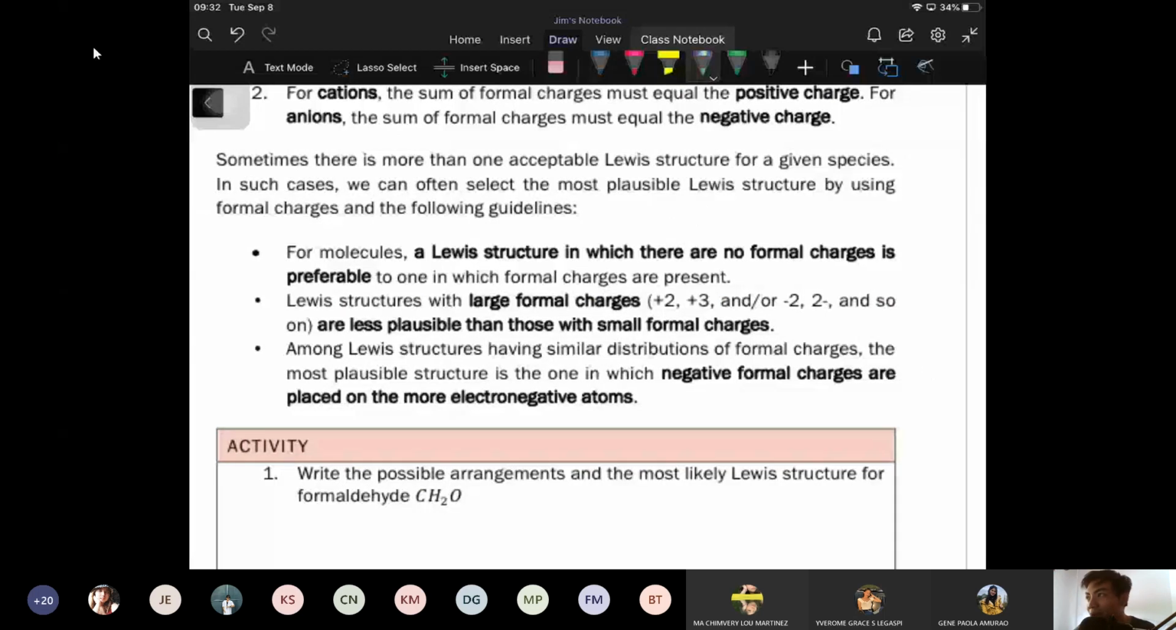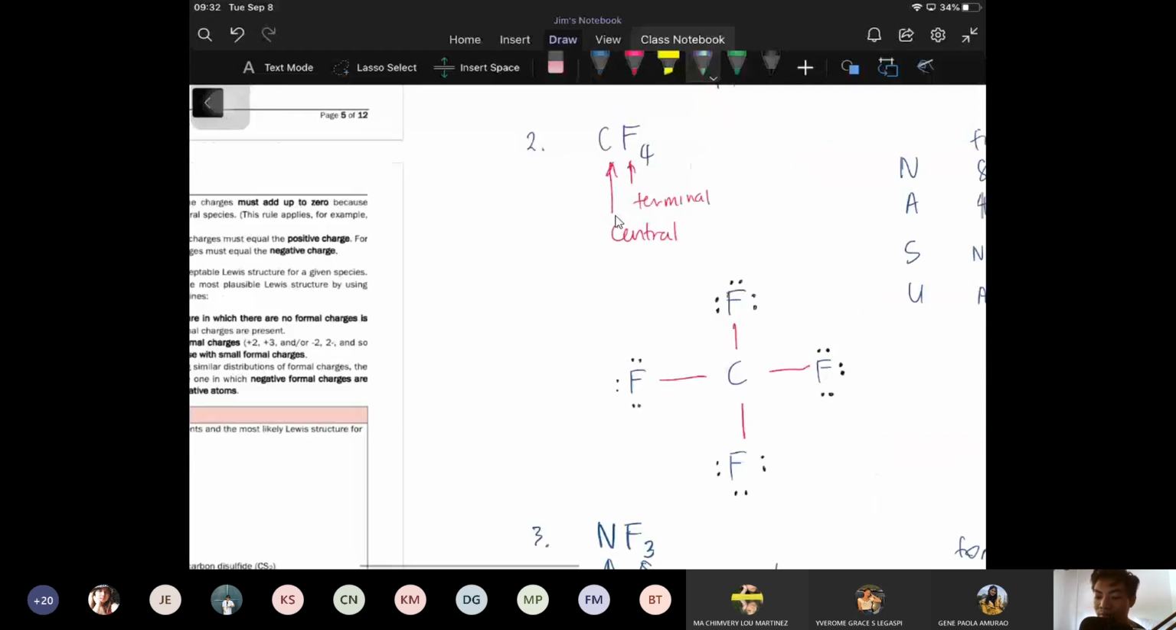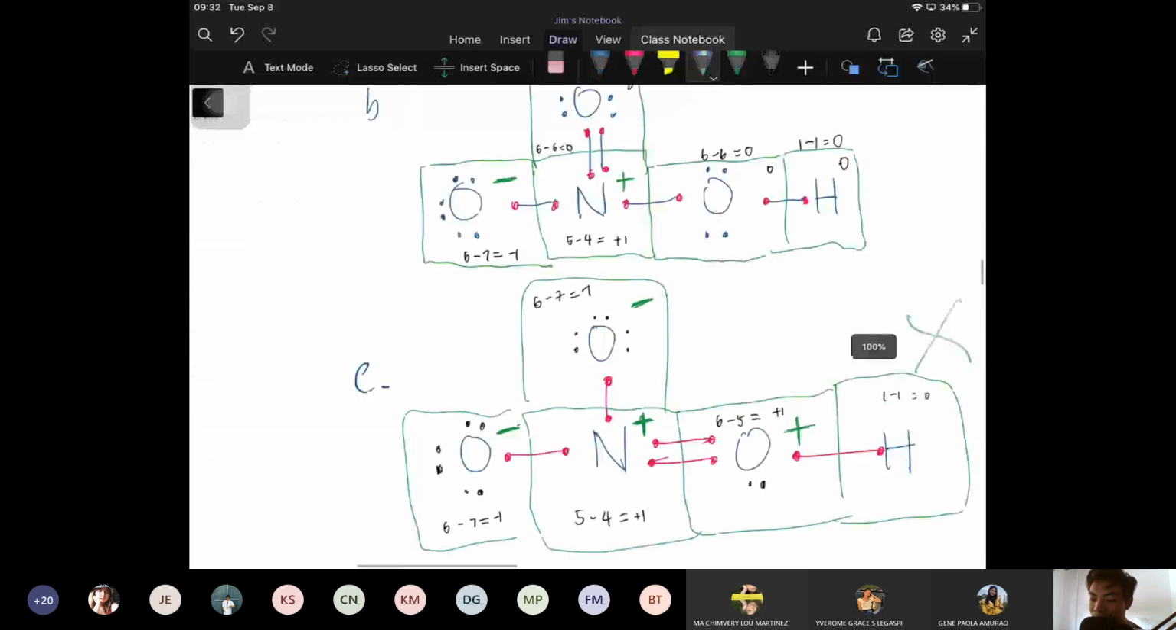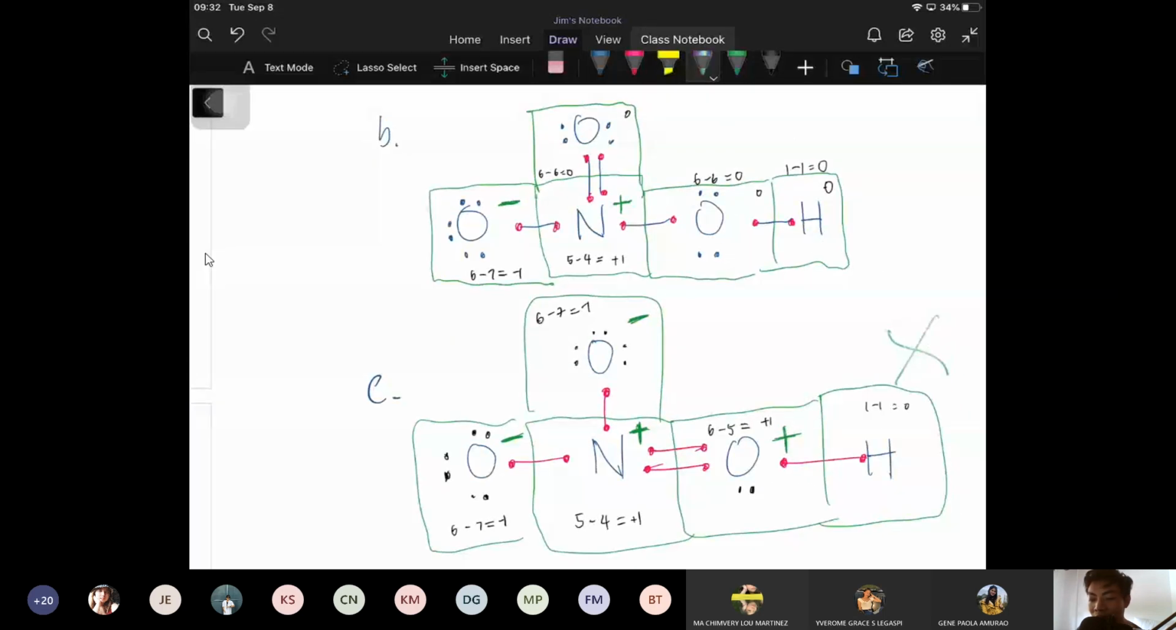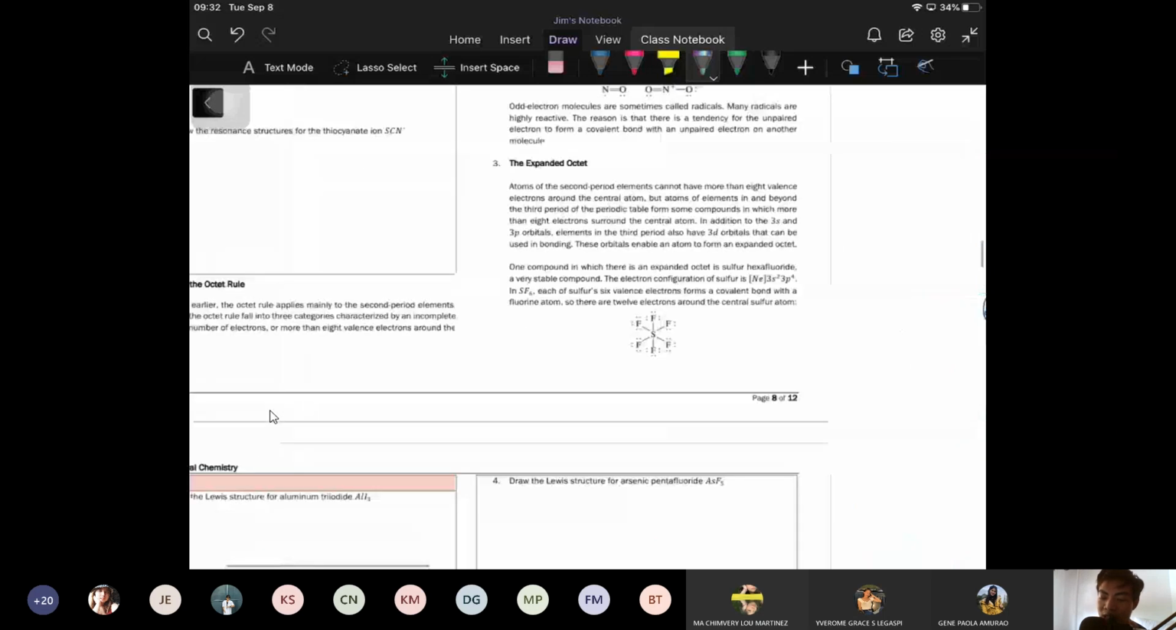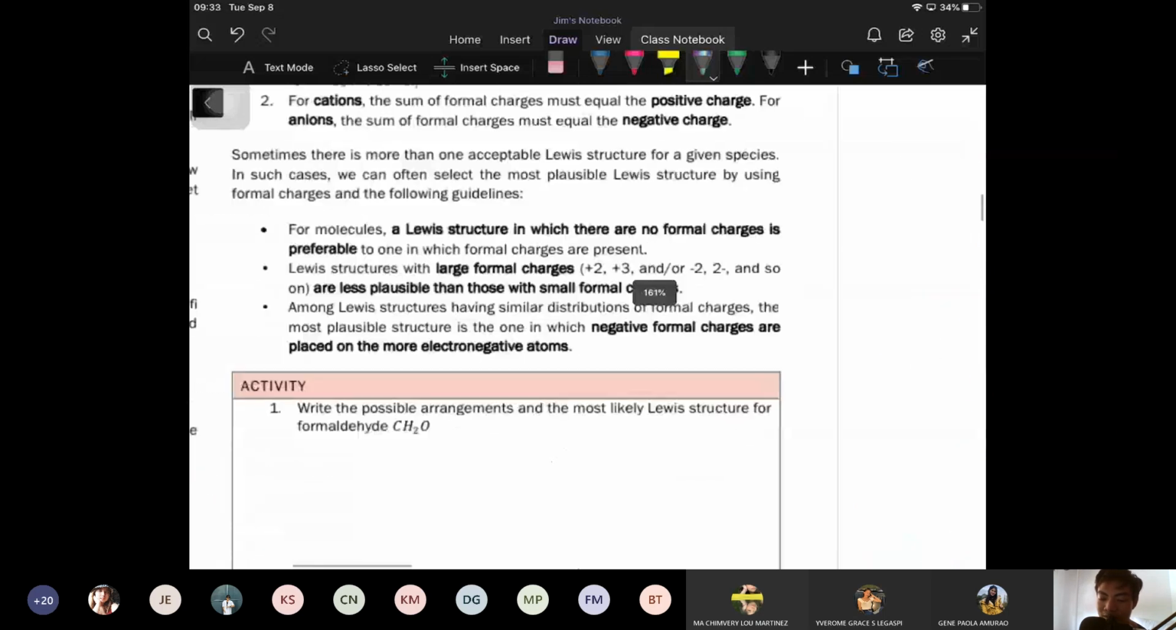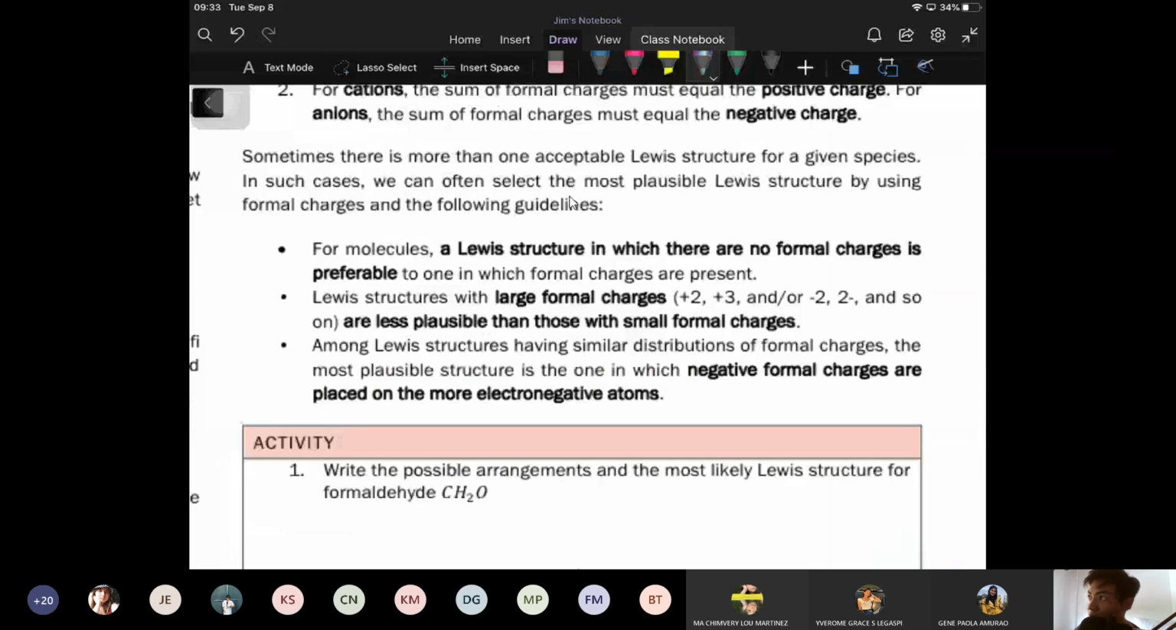It says here, sometimes there is more than one acceptable Lewis structure. We can have multiple structures, di ba? Just like what we did here. Two are acceptable because they satisfy the octet rule. But just because it is acceptable doesn't mean it is correct. Why? It says here, we select the most plausible Lewis structure by using the formal charges and the following guidelines. If there are two contending structures, it means they are fighting for the best.